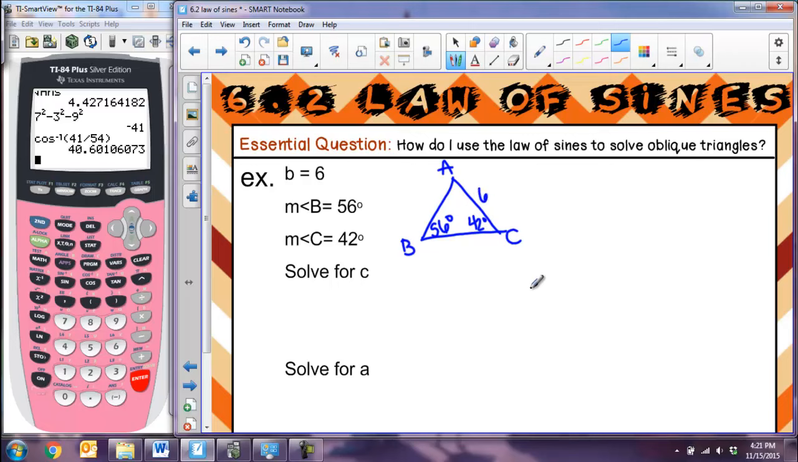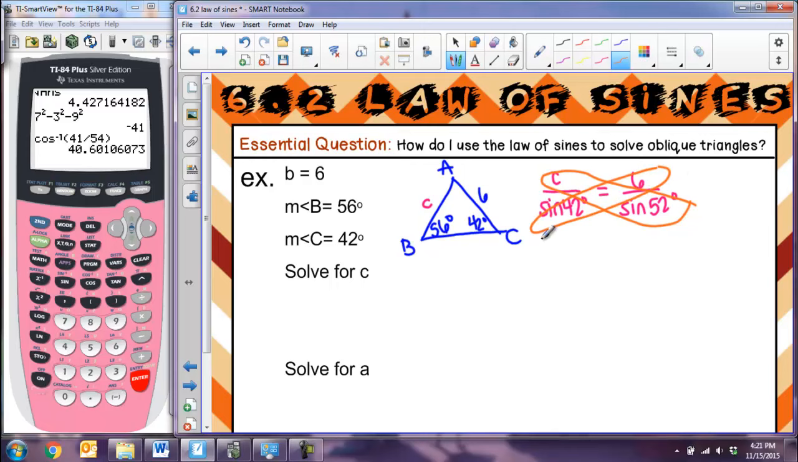At this point, we can set up that proportion because I want to find side C. When I set up this proportion, we could have the side over the sine, or the sine over the side. So I'm going to say C over the sine of 42 degrees is equivalent to B, which is 6, all over the sine of the angle that's opposite that one. Then this just becomes a really simple cross multiply and solve situation. So I'm going to multiply these and then divide.